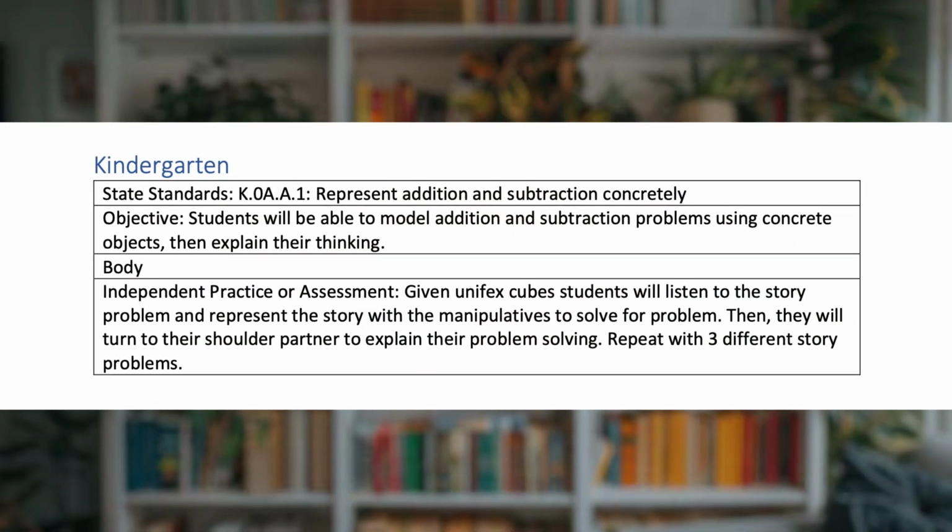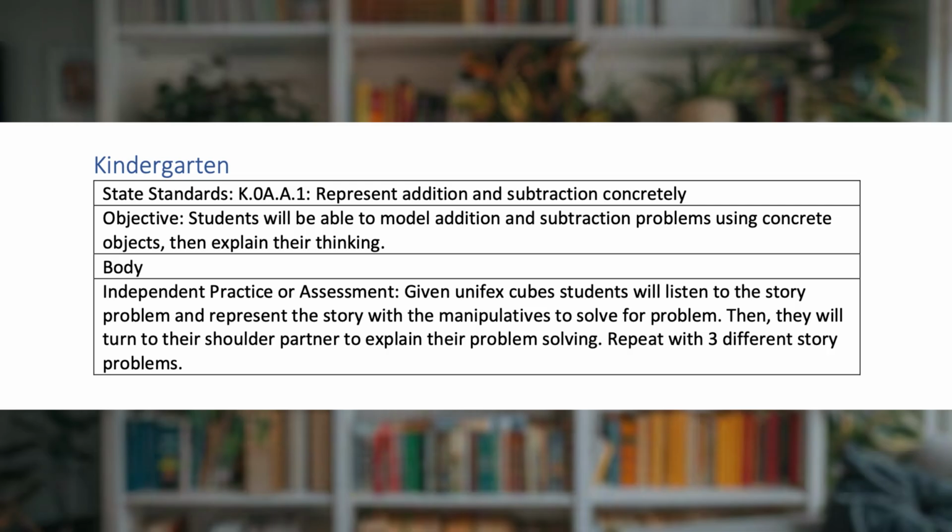We're going to focus on 3 areas in a lesson plan that you need to make sure all line up together to have full lesson plan alignment. First, your state standard. Next, your objective. And finally, what is that assessment that you are using to measure? If those 3 are aligned, everything else will fall into place. Look at this kindergarten standard. It says, represent addition and subtraction concretely.